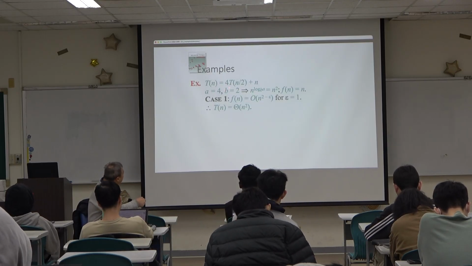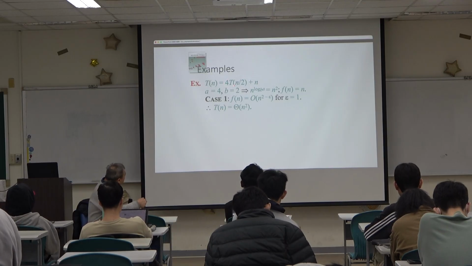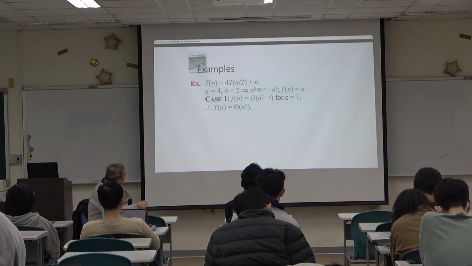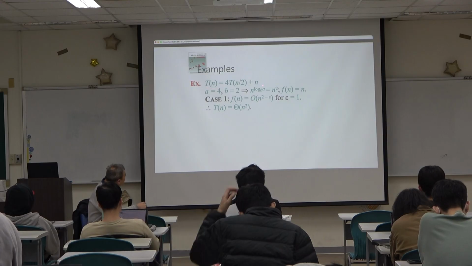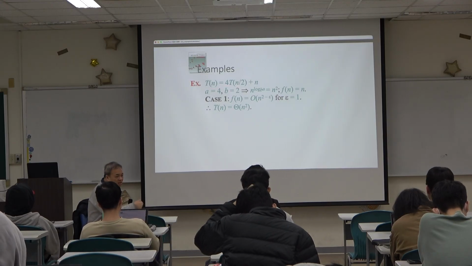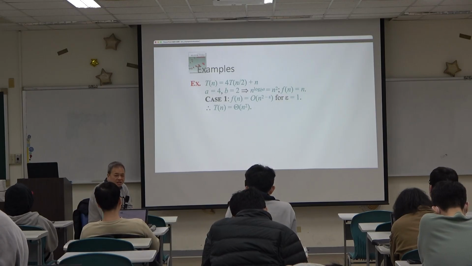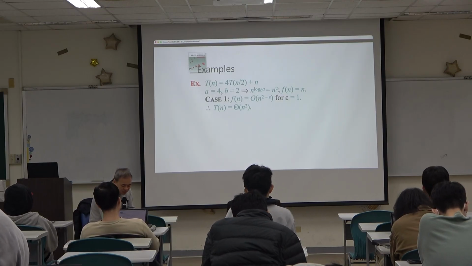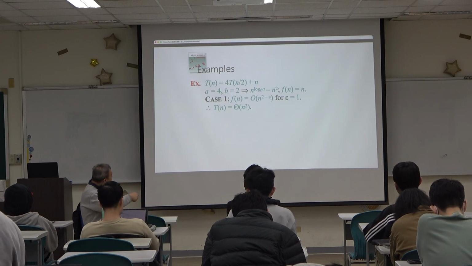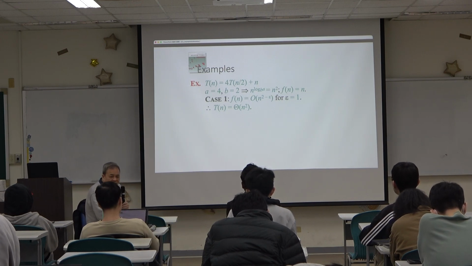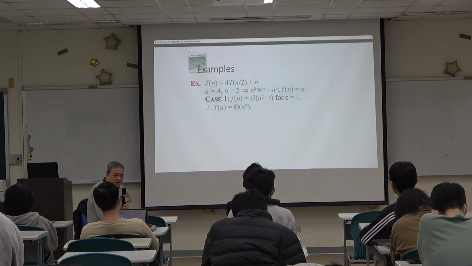T of n equals 4 times T of n divided by 2 plus n. I think we have seen this one, right? We used the substitution method to solve it, as this is the first example used for the substitution method. We know that the upper bound is n squared, Big O of n squared, okay?